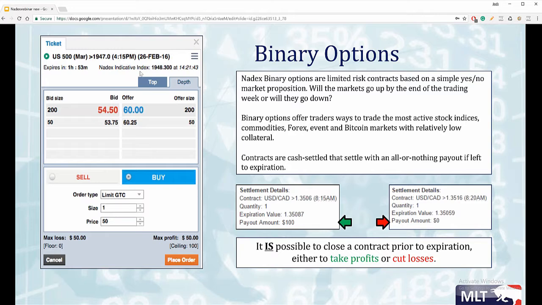In this specific case, the index was already trading at 1948.3, okay? So we were actually already above that level. You could have bought the option to expire above 1947 for $60 in this case. The total value of the contract is $100, making your max reward when we're above this strike price $40, risking $60. Now that's not the best risk-reward scenario.